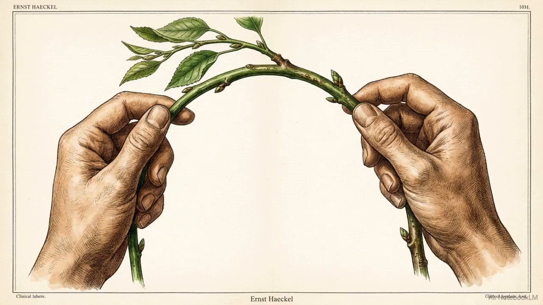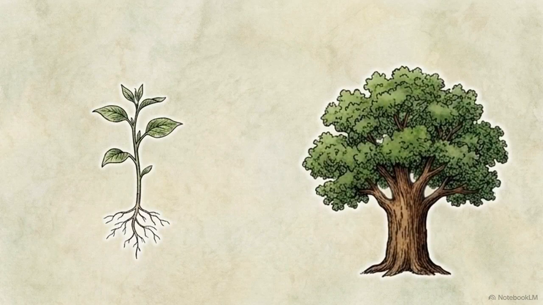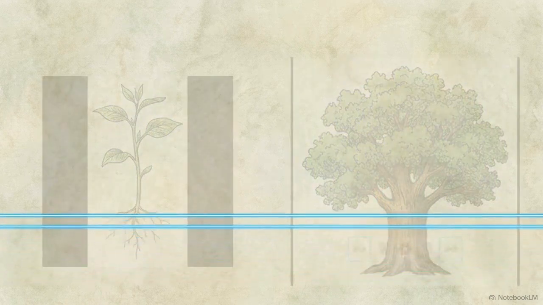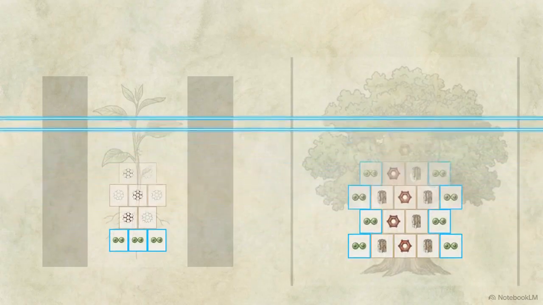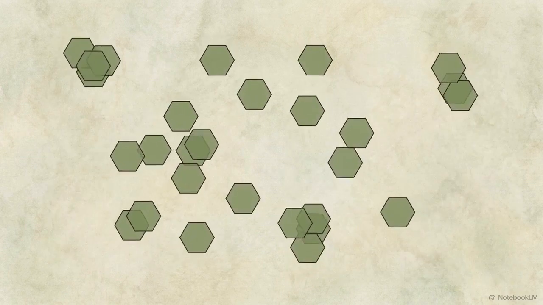If you bend a young sapling, it flexes easily in your hands and springs right back. But if you try to bend the trunk of a mature oak tree, you won't move it a single millimeter. A plant's ability to grow rapidly when young, yet withstand hurricane-force winds when mature, comes down to how it organizes its internal architecture. Look at this animation.